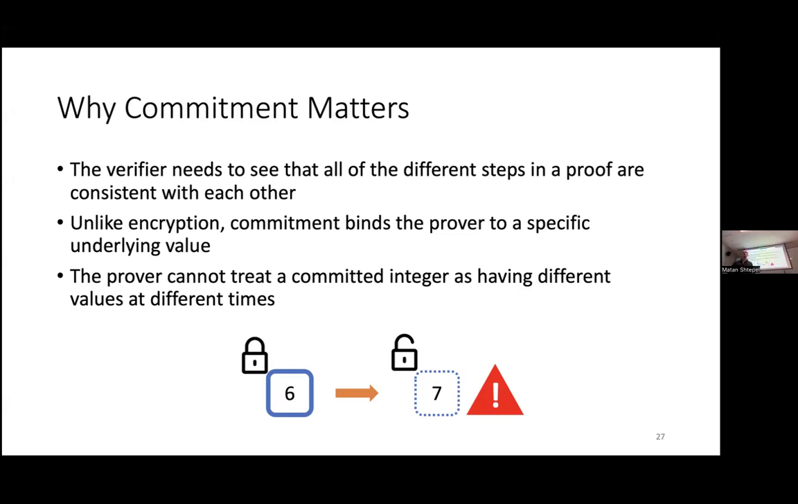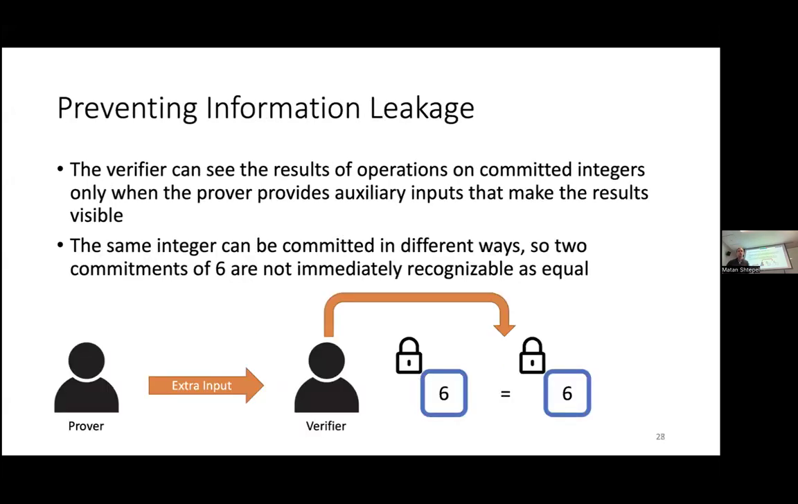Now that covers the information that we want the verifier to have, but there's also some information we don't want the verifier to have. We don't want the verifier to be able to do extra operations on these committed integers to be able to recover more information about our ZK proof than is necessary. With our commitment scheme, the verifier is only able to see the results of these operations on committed integers when the prover provides auxiliary inputs that make those results visible to the verifier. That means the verifier can see whatever information we want to disclose to confirm that a proof step is valid, but the verifier can't do extra operations on these committed integers behind the prover's back.